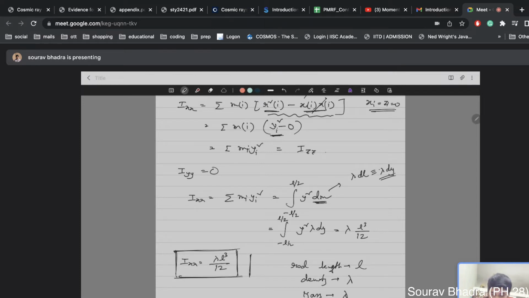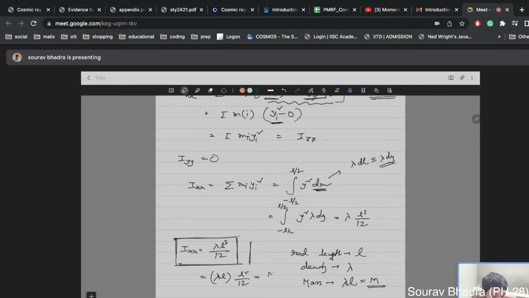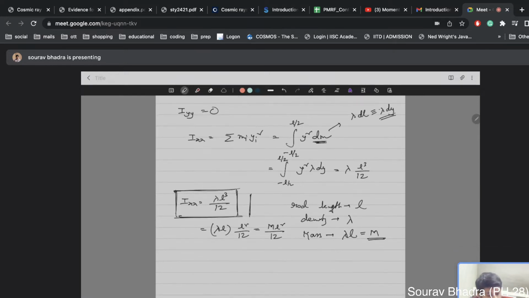actually lambda times L, right? Lambda times L. So this we can write as m, where m is the total mass of the rod. So if we substitute here, then we take lambda L outside and L square by 12. So that will give you m L square by 12. Okay, so your Ixx is m L square by 12, and if you calculate your Izz, it is also the same, m L square by 12, and your Iyy will be 0 for this case.